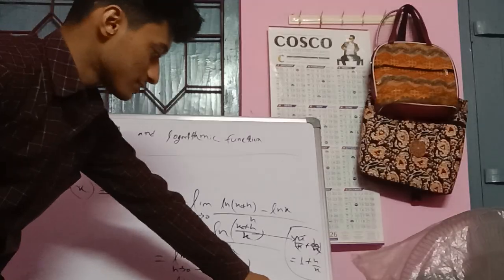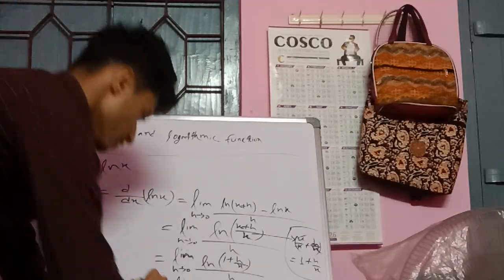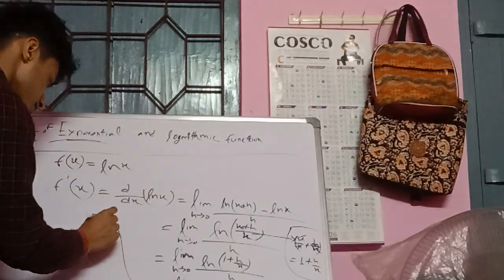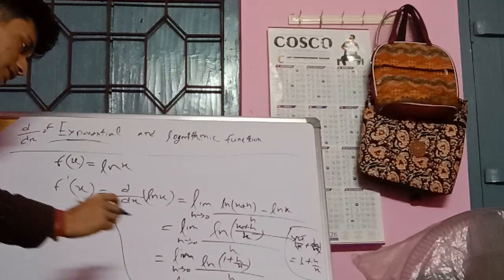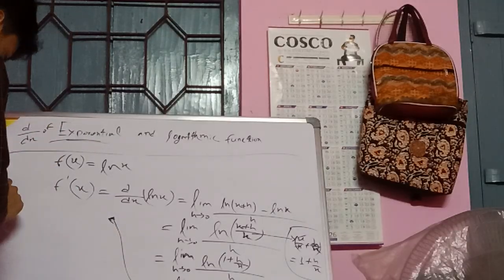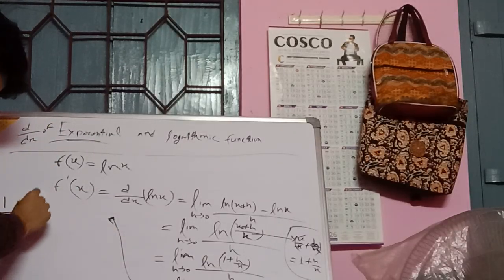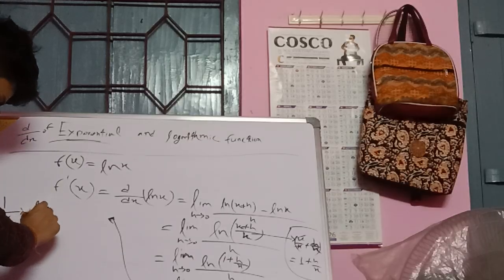Okay, and since this 1 over x does not depend on h, we can bring it out in front. So let me write it down here. We can bring it out in front. It will look like 1 by x times the limit as h tends to 0.